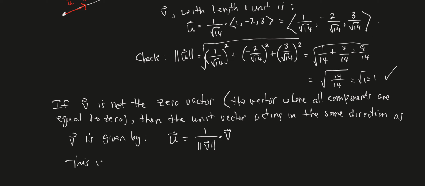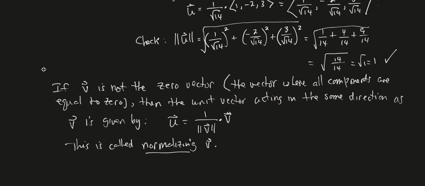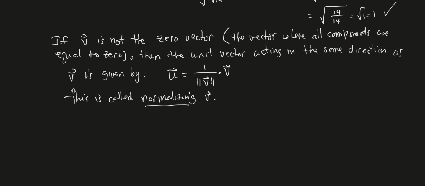So this is called normalizing v. And it's an important step. It's a simple calculation, just dividing by the magnitude, but it's a calculation that will be a part of bigger problems that are yet to come. Here is an example where we will go through this particular process.